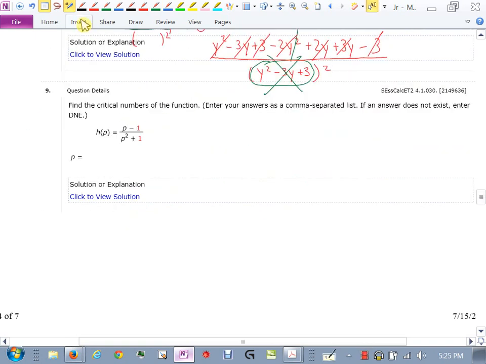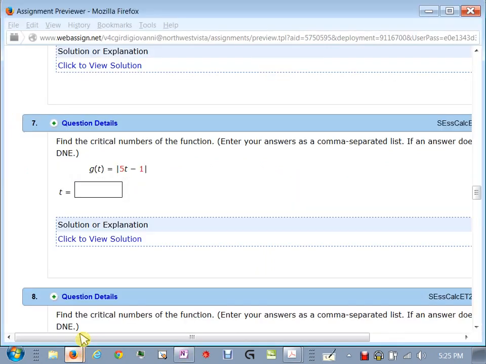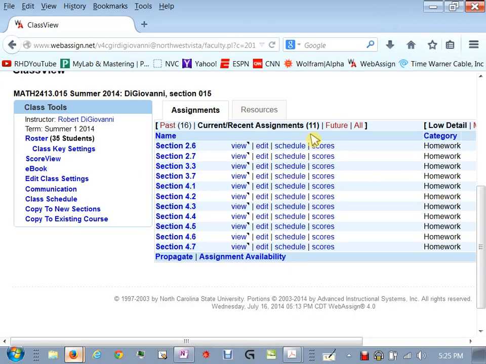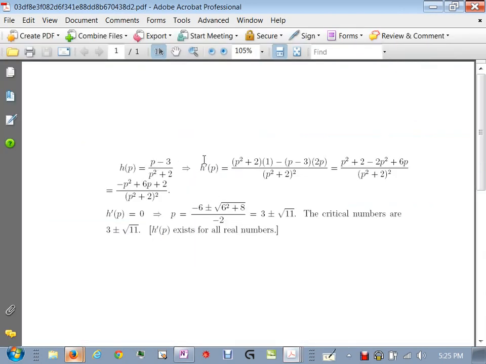This problem works out pretty much the same way, so I don't think I'll go through that. Let's see if there's anything special here. Yeah, so derivative of the top times the bottom, all that, clean it up. You get a quadratic on top. When you set that quadratic equal to 0, you get these two numbers. And also the denominator can never be 0, right? Because p squared plus 2 is always a positive number. So the only critical numbers you have are these two numbers right here.